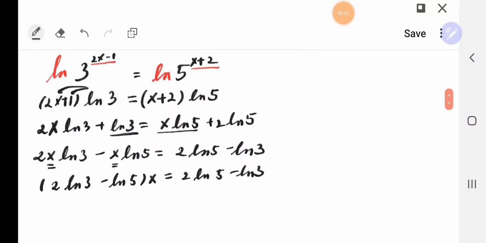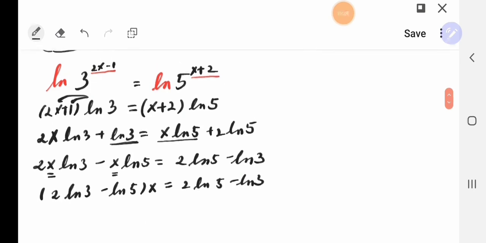Okay, next we can divide each side by... wait a minute, I think I made a mistake. The exponent is 2x minus 1, but I wrote it plus 1. So let me change this one to minus. So that should be minus. Once you move it to the right, it should be minus, right?